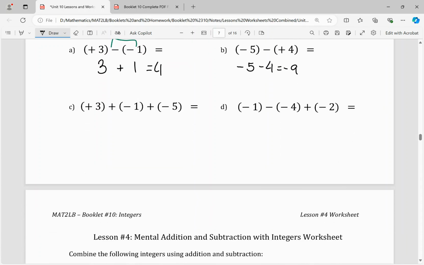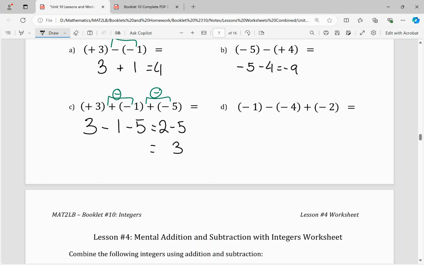Let's practice with the next one. This is going to be 3, and then the positive and the negative is a negative. So this is 3 minus 1 minus 5. Now let's handle this one step at a time. 3 minus 1, that's pretty straightforward. 3 minus 1 is 2. So this is like 2 minus 5. Now 2 minus 5, 5 minus 2, however you want to look at it, 3 is going to be the number that we're working with.